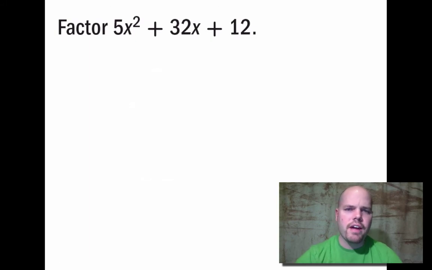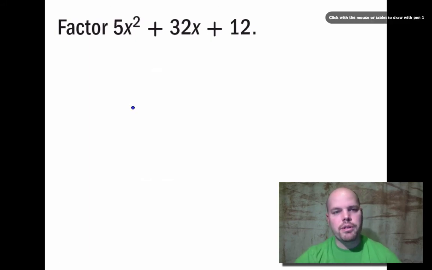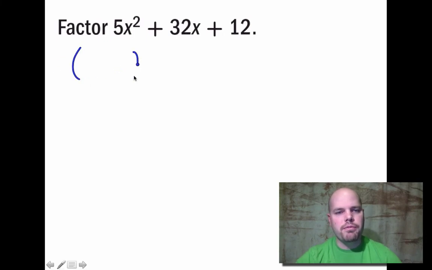Alright, so factor 5x squared plus 32x plus 12. Now the nice thing about 5x squared is it has to be 5x and 1x, as the only factors of 5 are 1 and 5. Now the factors of 12 are 1 and 12, 2 and 6, or 3 and 4, and they're all going to be positive and positive.